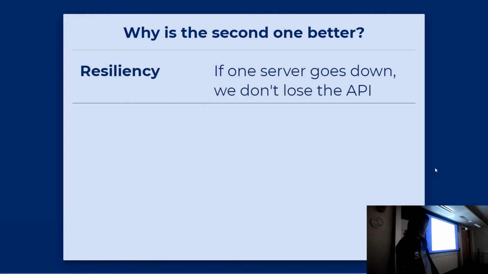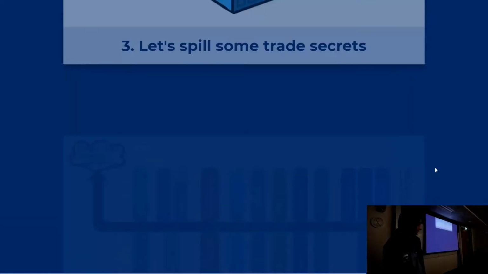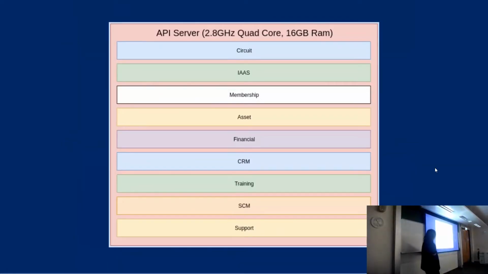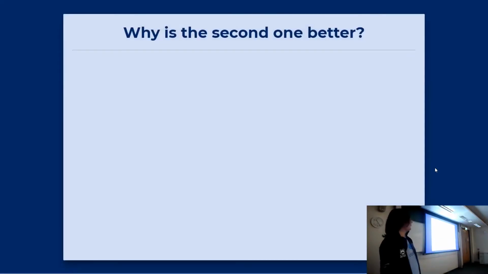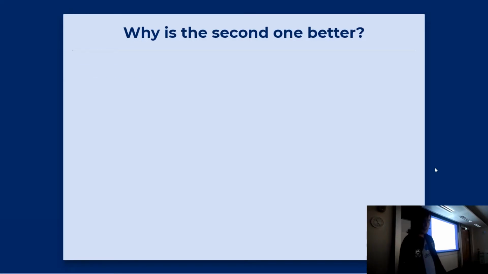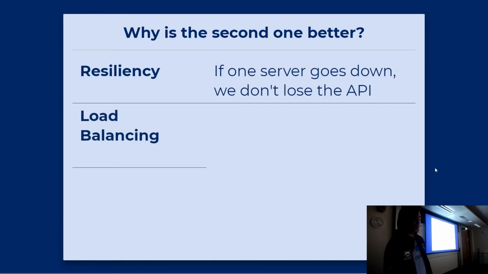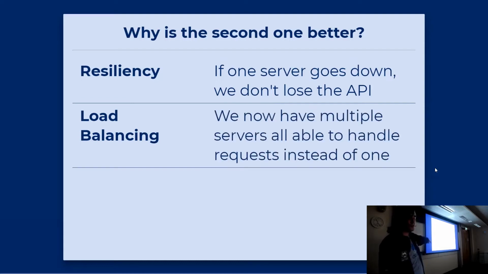Resiliency. If one server goes down, we don't lose the API, the membership API. Because like, if this goes down, we lose everything. That's not really good when your business is APIs. So, yeah. This is great, because I don't think I've actually ever fully explained my methodology to Jerry, so if he watches this back, he's going to finally understand why I've been spending months doing this. I hope.